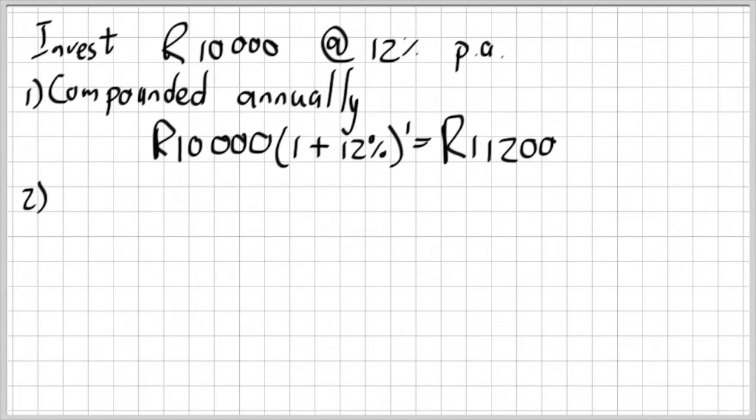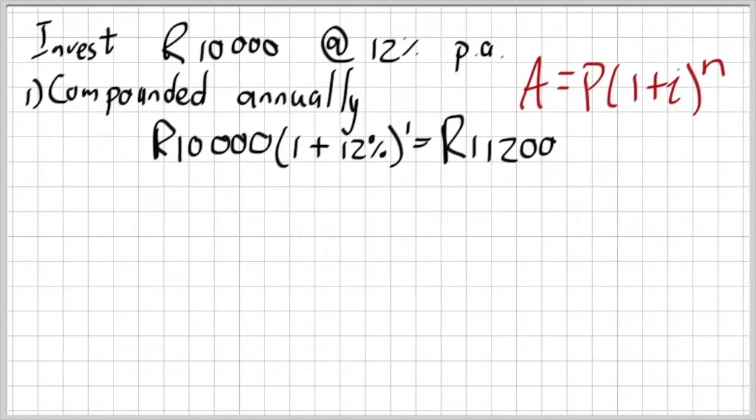Now let me just quickly backtrack before I go on. Where do I get this from? Remember the standard formula. A is equal to P(1 plus i) to the power of n. So this means that my 10,000 Rand grew to 11,200 Rand in 1 year's time. Okay? I hope you've got that.